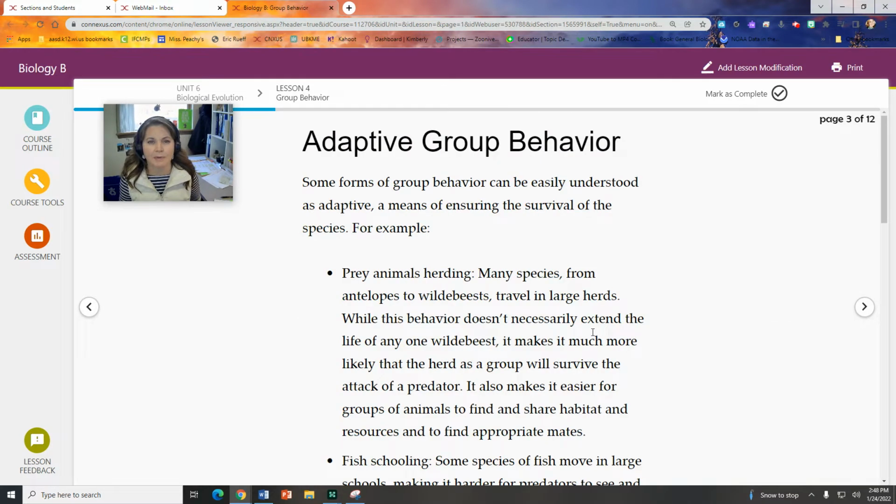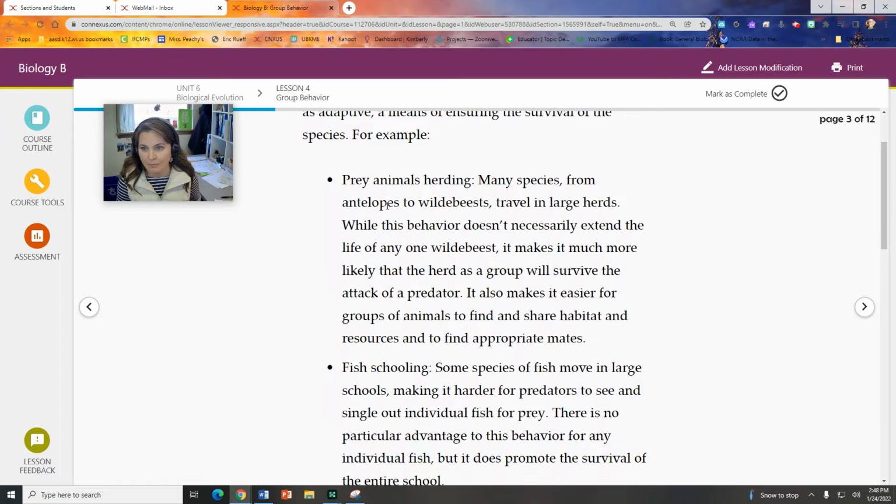So we talk about some group behaviors because not all behaviors that organisms have are behaviors that benefit just themselves. There are also behaviors that can benefit the group at large. For example, they talk about prey animals that are herding. So different animals that are prey tend to forage for food in herds. They tend to stick together in herds because you've probably heard the phrase, survival in numbers, right? So these animals tend to survive better in large groups than they would individually.